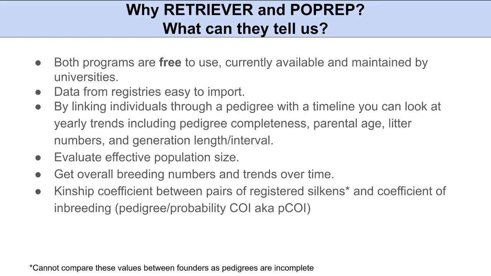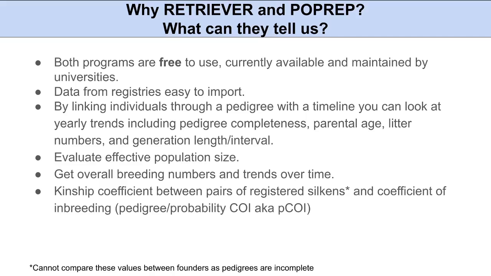But why these two programs? What can they tell us? Both programs are free to use. They're currently available and maintained by universities. We can easily import our data into these programs, and by linking individuals through a pedigree with a timeline, we can look at yearly trends. So pedigree completeness, parental age, litter numbers, generation length interval. We can see how they change over time or when there's important events in our breed's history.